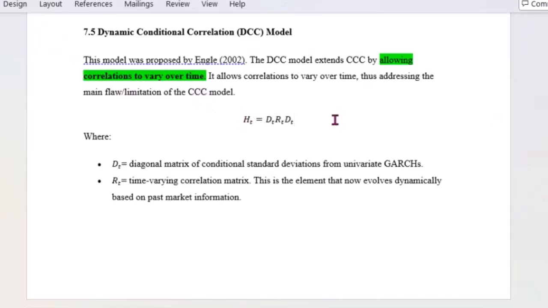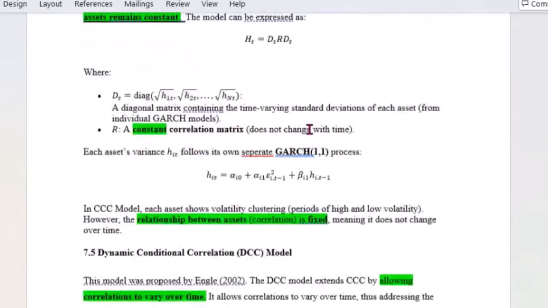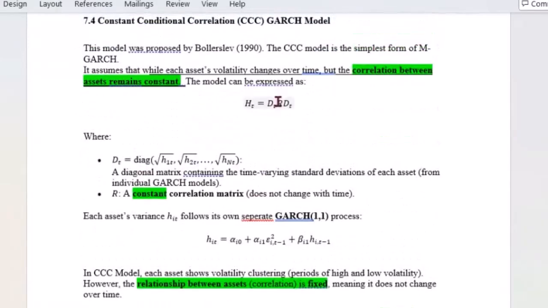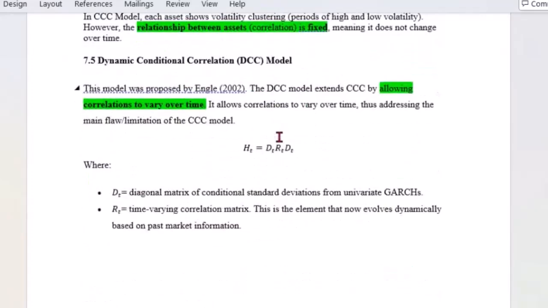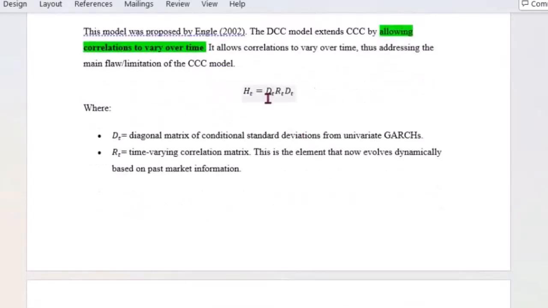And this is how it is specified: H_t is equal to D_t R_t D_t. The difference from the CCC is that this R_t here does not have a subscript t in the CCC, and because it does not have time t, it means it is constant. But now in this one, we have a subscript t, which means that it is varying over time. It is changing over time.